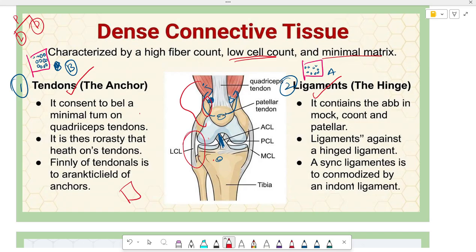So this is about the two tissues. The tendon is less flexible, and the ligament is more flexible. Here the elastic fibers are less, and here the elastic fibers are more. That is the reason.